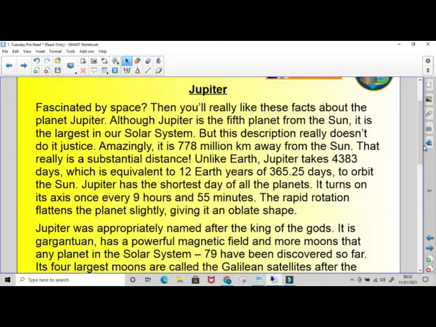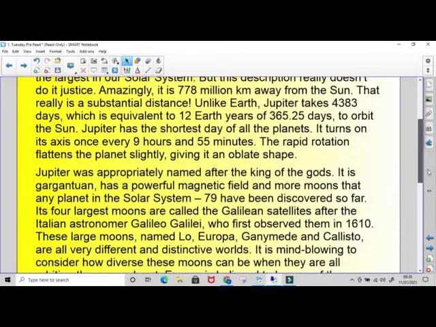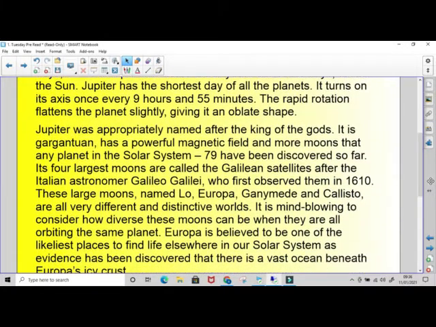Unlike Earth, Jupiter takes 4,383 days, which is equivalent to 12 Earth years of 365.25 days, to orbit the Sun. Jupiter has the shortest day of all the planets. It turns on its axis once every 9 hours and 55 minutes. The rapid rotation flattens the planet slightly, giving it an oblate shape. Jupiter was approximately named after the king of the gods.